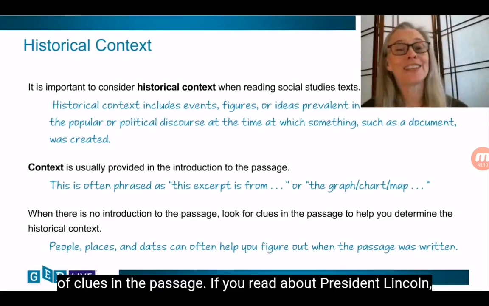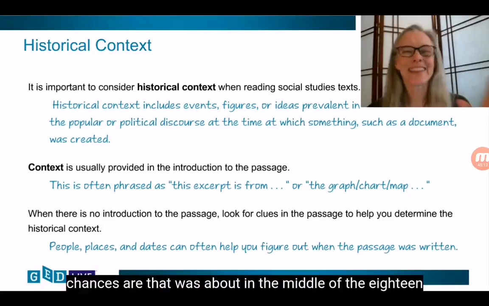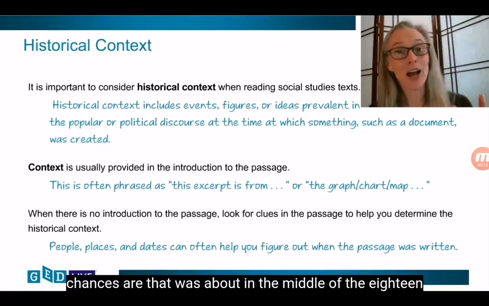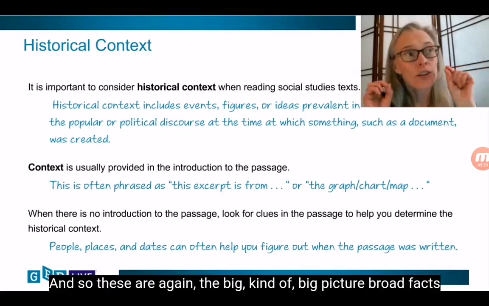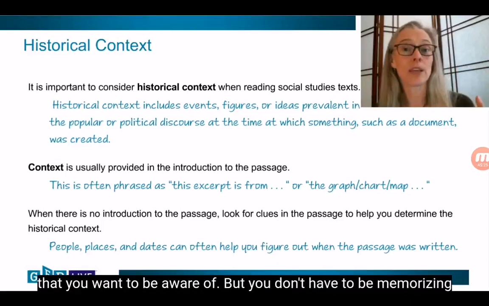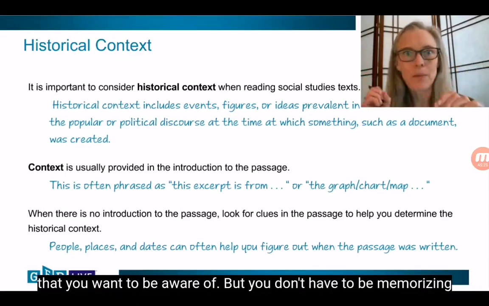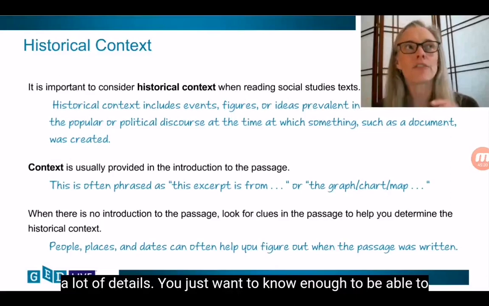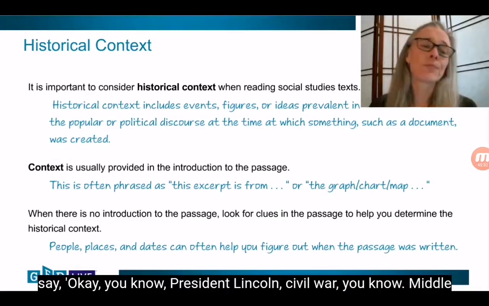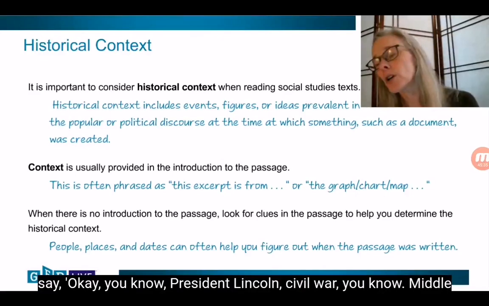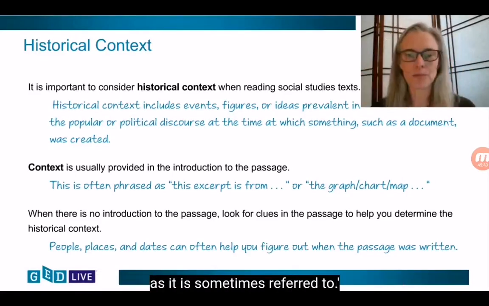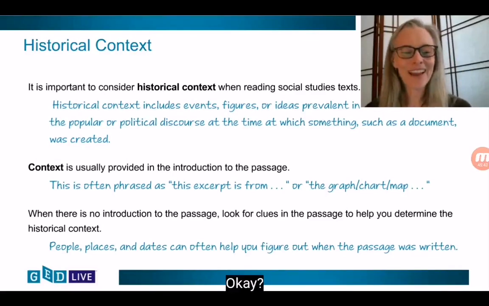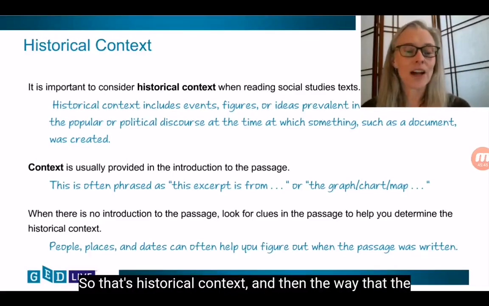If you read about President Lincoln, chances are that was in the middle of the 1800s and around the time of the Civil War. Right? And so these are, again, the big picture, broad facts that you want to be aware of. But you don't have to be memorizing a lot of details. You just want to know enough to be able to say, okay, President Lincoln, Civil War, middle of the 1800s or the 19th century, as it is sometimes referred to. Okay, so that's historical context.